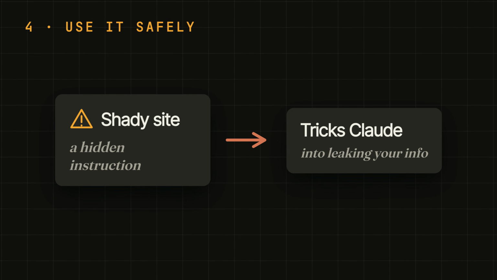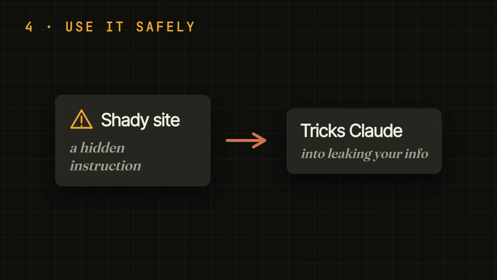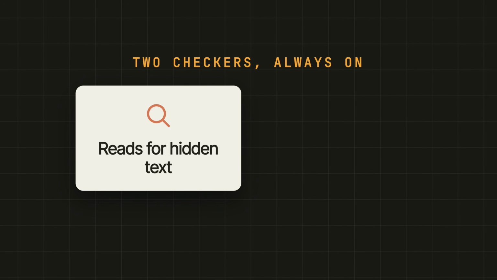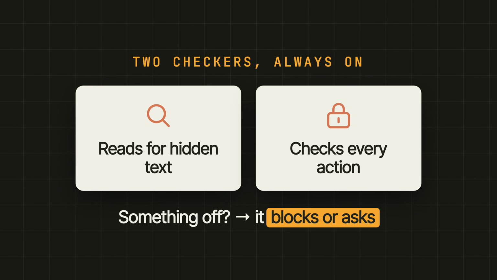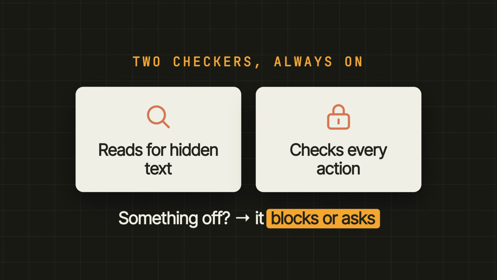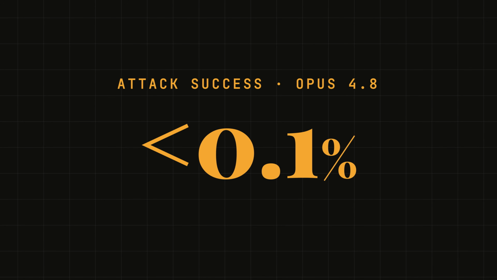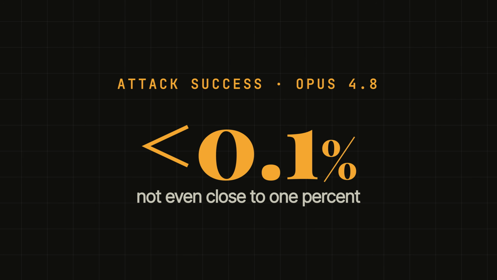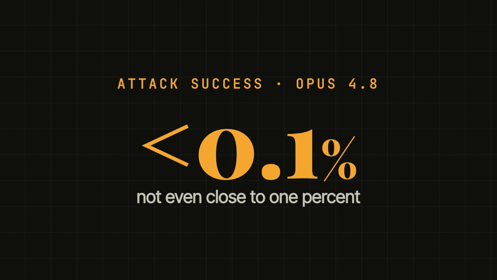They have two safety checkers running in the background. One that's constantly reading the content for hidden instructions, and one that's checking every action before Claude takes it. So if something looks off, it automatically blocks the request or pauses to ask you if you want to proceed. And so that's the good news, is with these newer models like Opus 4.8, they're far more resistant to these prompt injections. So the attack success rate is under 0.1% in Anthropic's testing. So under 0.1%, that's not even close to 1%. So it's very safe. But of course, they cannot guarantee 100%.